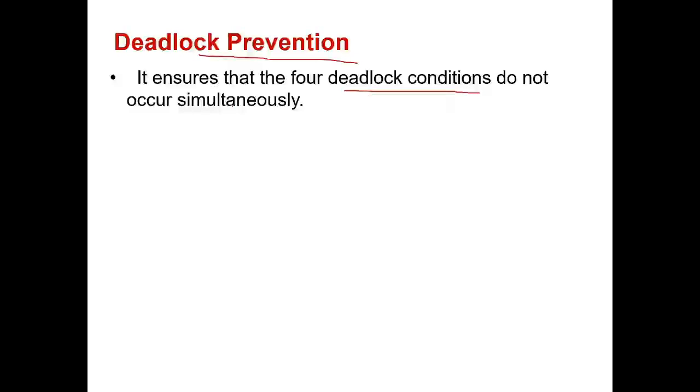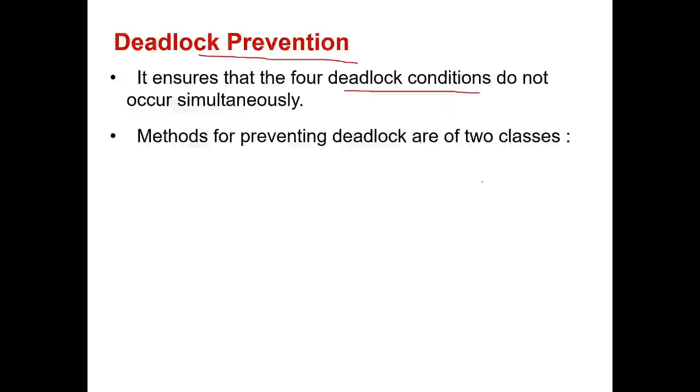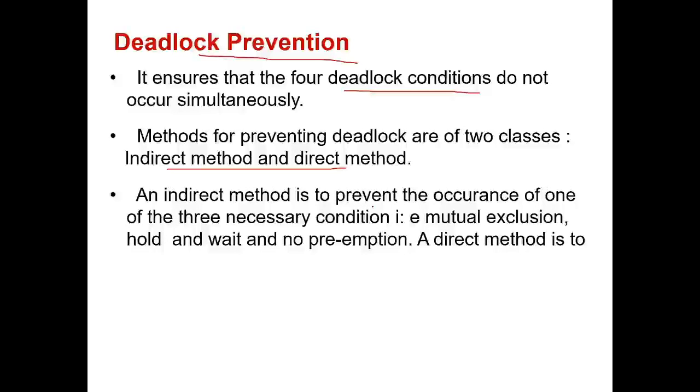There are 2 ways for deadlock prevention. Methods for preventing deadlock are of 2 classes: indirect method and direct method. The indirect method is to prevent the occurrence of 3 conditions: mutual exclusion, hold and wait, and no preemption.